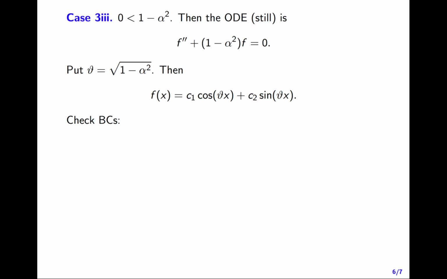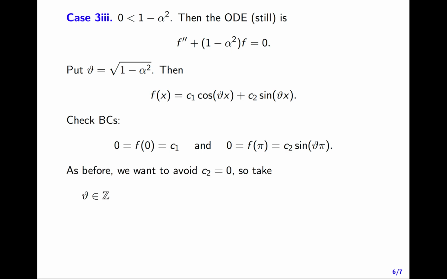So what's the solution to our ODE? F of x equals c1 cosine of theta x plus c2 sine of theta x. Check the boundary conditions once again. 0 equals f of 0 equals c1, big surprise. And 0 equals f of pi equals c2 sine of theta pi. So we get a trivial solution if we take c2 equals 0. So let's force sine of theta pi to be 0.